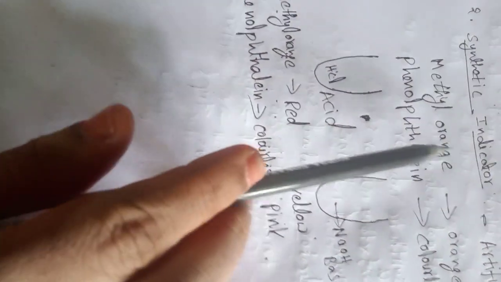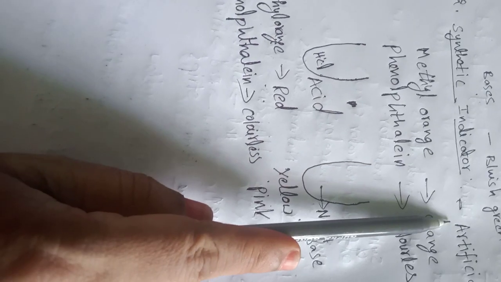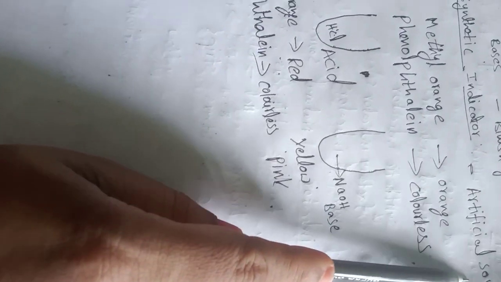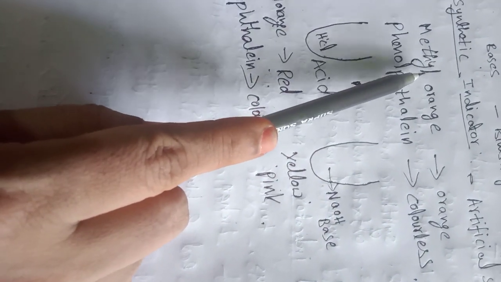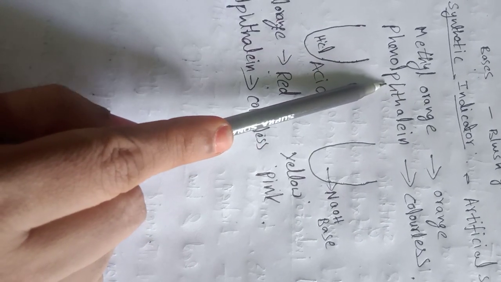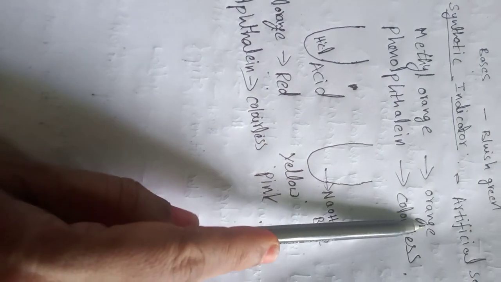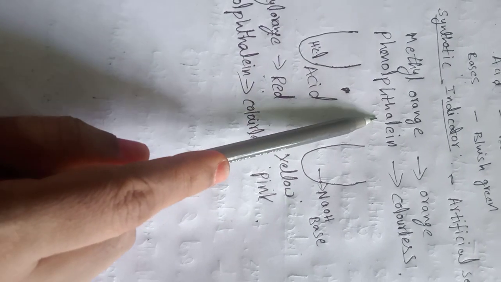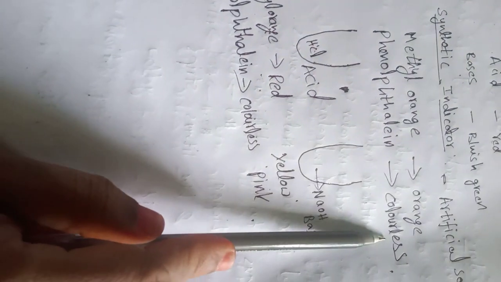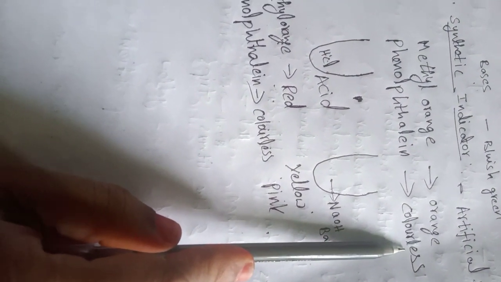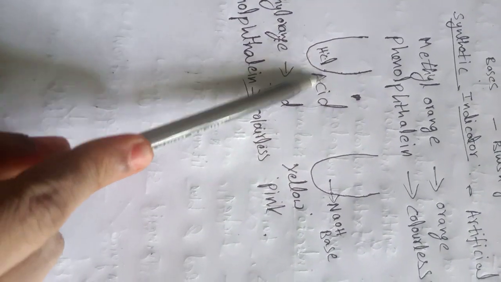This is about synthetic indicators. Synthetic indicators are obtained from artificial sources. Examples are methyl orange and phenolphthalein indicator. Methyl orange will be orange in color and phenolphthalein indicator will be colorless. Now we can test these indicators with acids and bases.